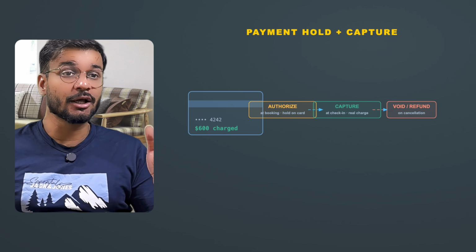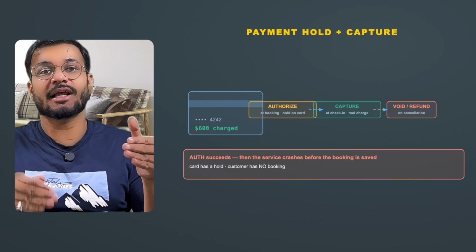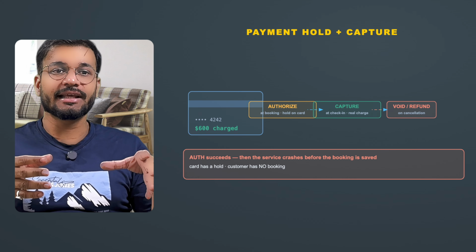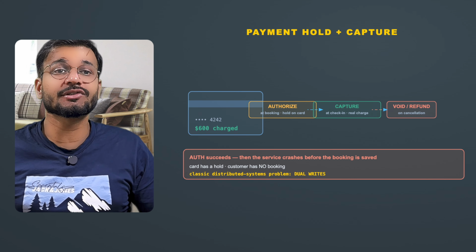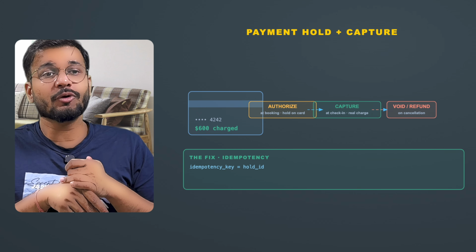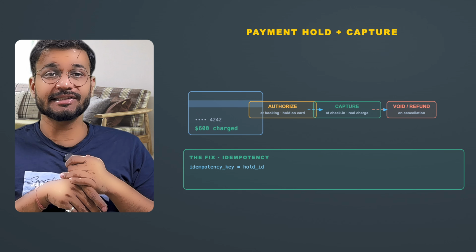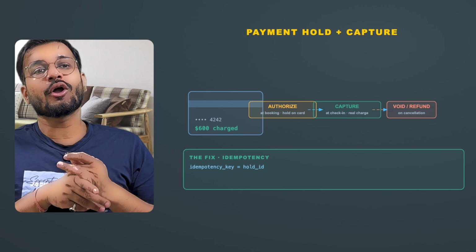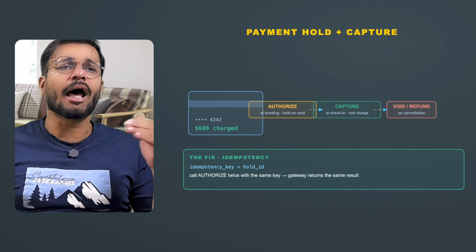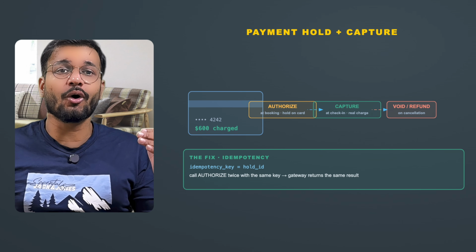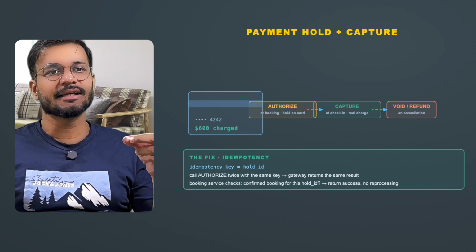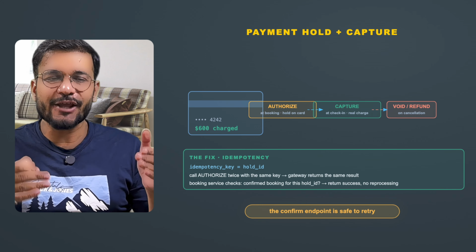Now, the tricky part is: what if the authorization succeeds but our system crashes before saving the booking to the database? The customer's card has a hold, but they have no booking. Now, this is a classic distributed system problem, dual writes. The solution is idempotency. When we call the payment gateway, we pass a unique idempotency key, the hold ID. If we call authorize twice with the same hold ID, the gateway returns the same result both times. Our booking service checks: does a confirmed booking already exist for this hold ID? If yes, it returns success without reprocessing. This makes the confirm endpoint safe to retry.